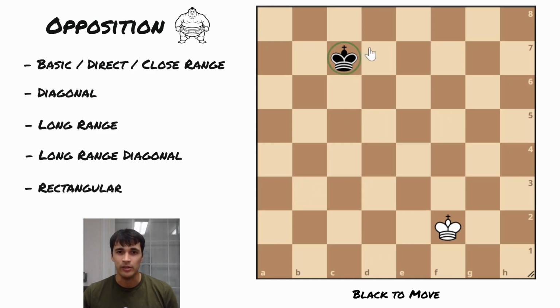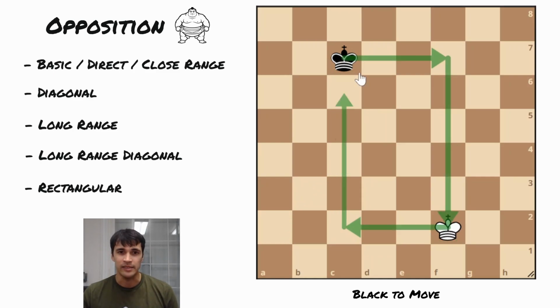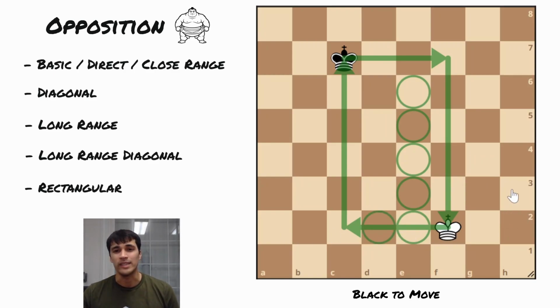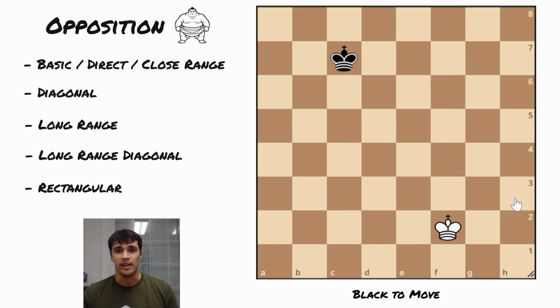So here we have a rectangle, and between the 2 kings, there are 4 squares along the file, and there are 2 squares along the rank. So there's an even number between the 2 kings. Therefore, white does not have the opposition. And actually, this allows black to take the opposition. So if black plays king d6, black takes rectangular opposition. And if white chooses to move to f3, black can keep the opposition. Now he has diagonal opposition, and now black has our basic opposition.